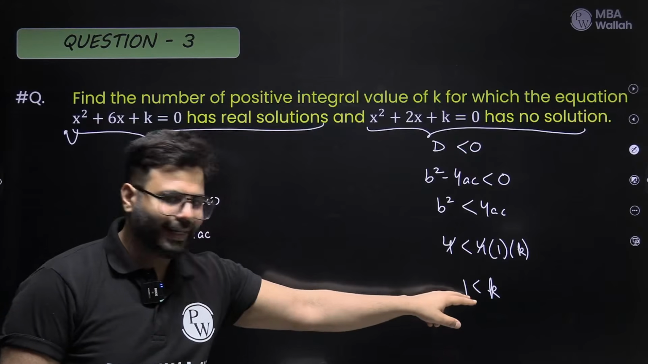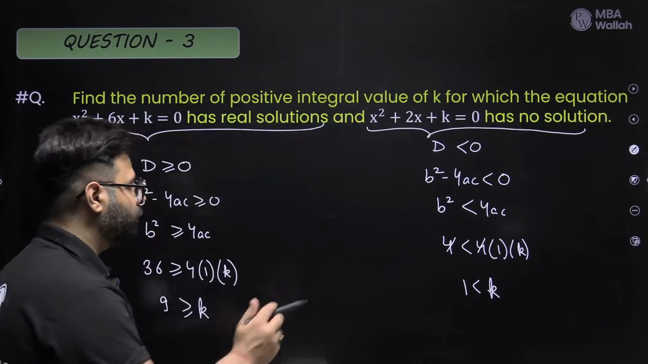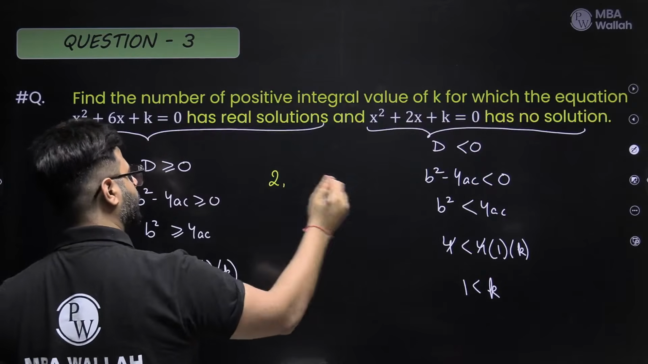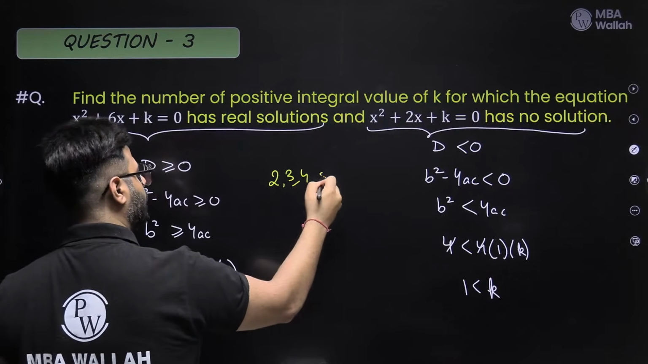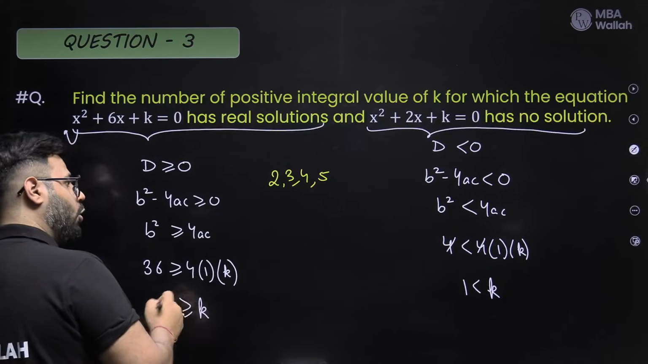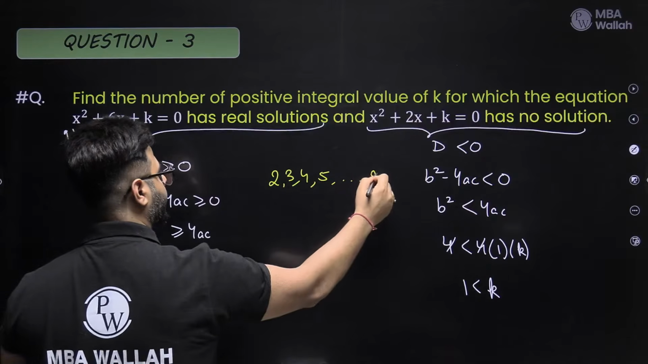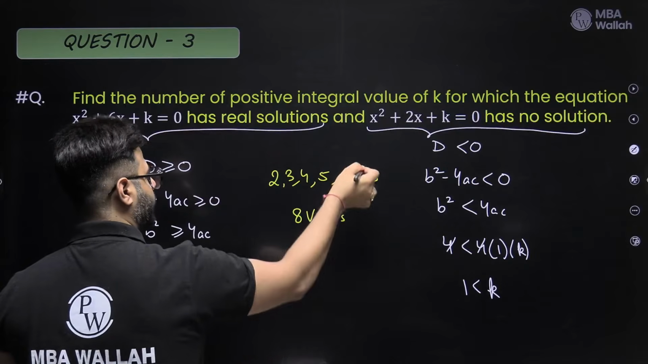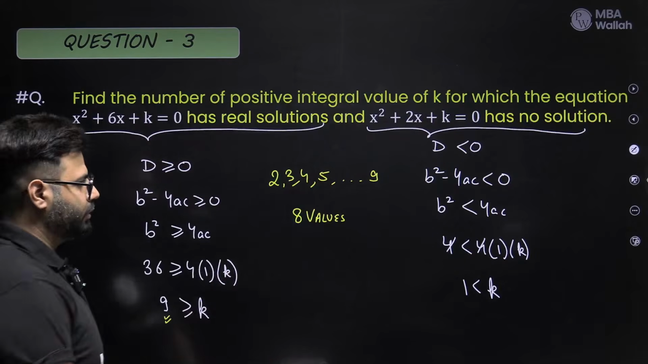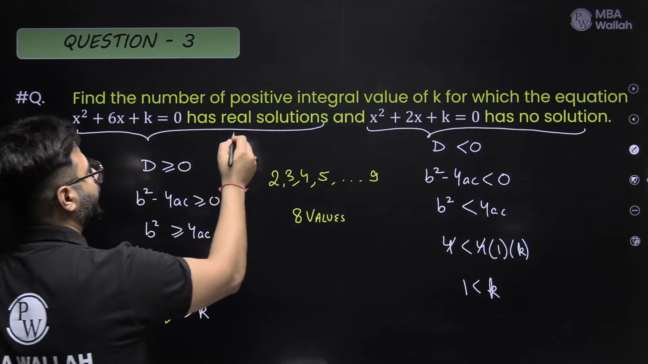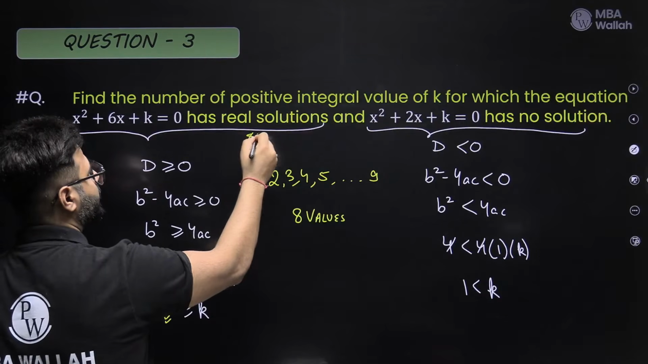So K is greater than 1. Right? So the value of K starts from 2. It cannot take 1. Must be greater than 1. 2, 3, 4. But the equality exists at 9. K is less than or equal to 9. So 2 to 9, that means 8 values, right? 9 minus 2, 7 plus 1, right? 8 values.